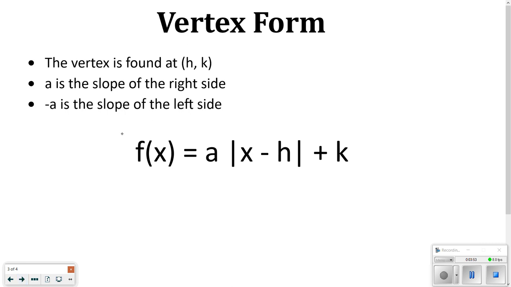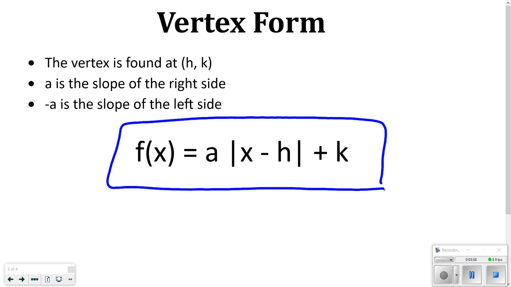Okay, the vertex form is what you see right here in this box that I just made. We have an a value, an h value, and a k value, and all of those are relevant and mean different things for the graph of that function. Remember, the vertex, that point at the bottom, or if it's flipped at the top of the V shape, can be found at (h, k). Okay, well, there's h and there's k.